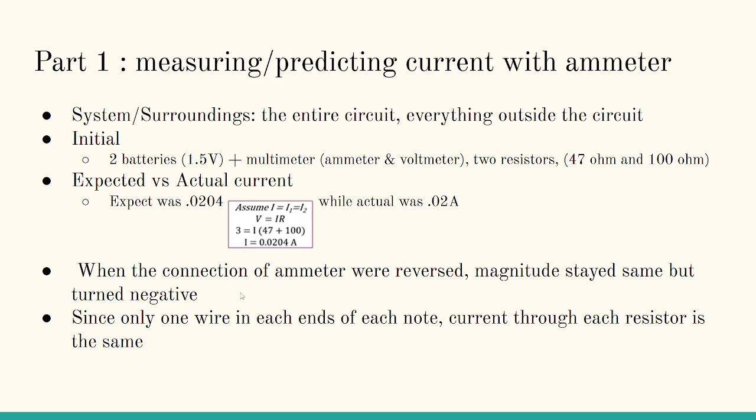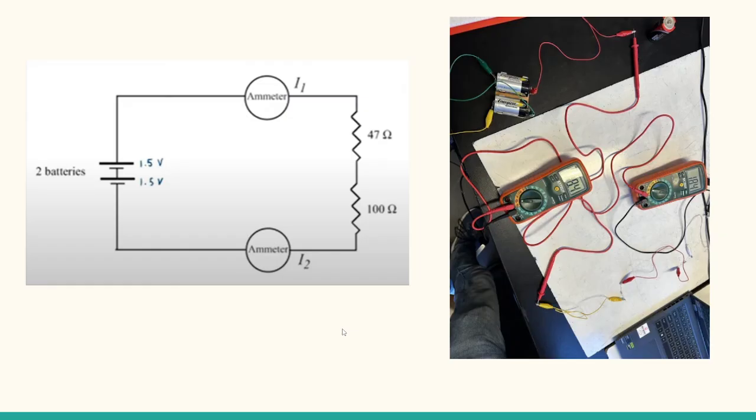Okay, so when the connection of the ammeter was reversed, the magnitude stayed the same, but it turned negative. And since only one wire is in each end of the nodes, the current through each resistor is the same. Okay, so this is the model that we used, and this is what we created in our lab. You can see the two batteries here, the ammeter, and then the two resistors.